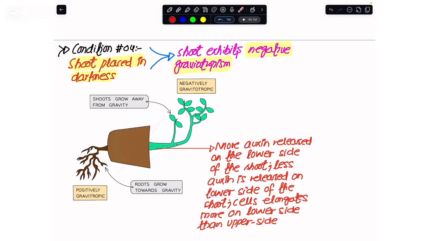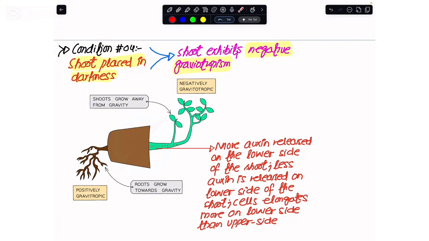Now, class, we come toward the fourth scenario, and this is very important. This is where the examiner is going to trick you. I would take the shoots and place them in the darkness. Now you must know that when the shoots are placed in the darkness, there can never be the phototropic response, but rather the gravitropic response would be exhibited by the shoots, because no matter wherever we go on planet Earth, whether there is light or no light, gravity would always act downwards.